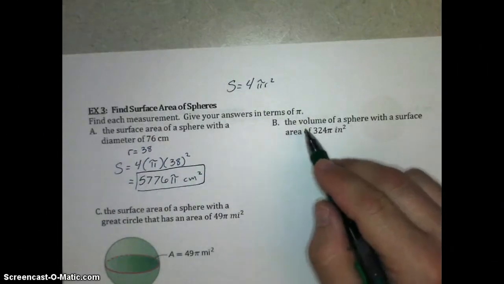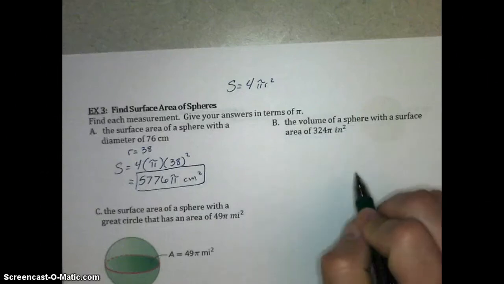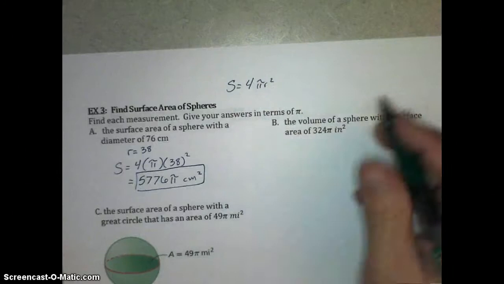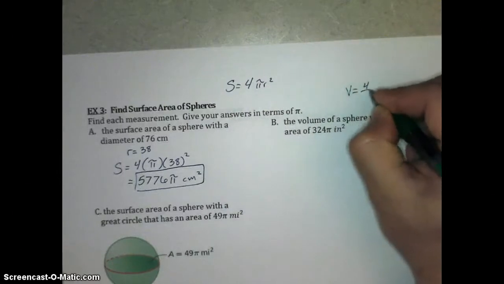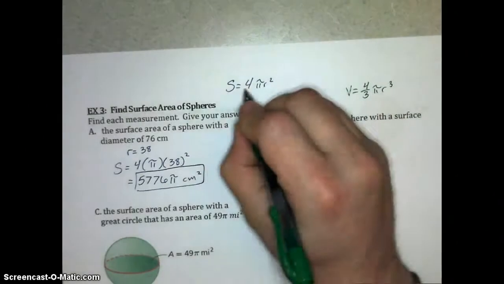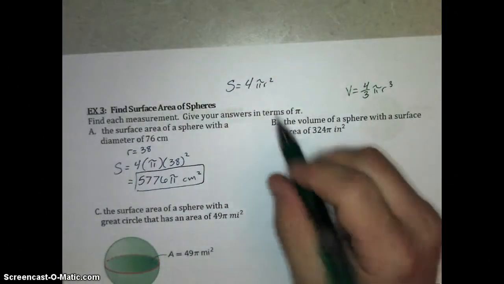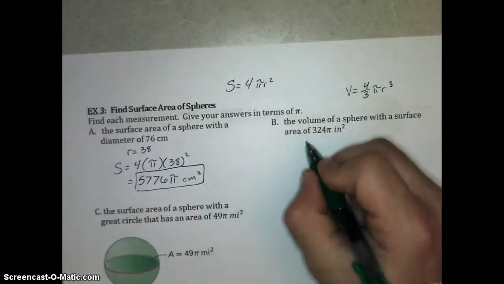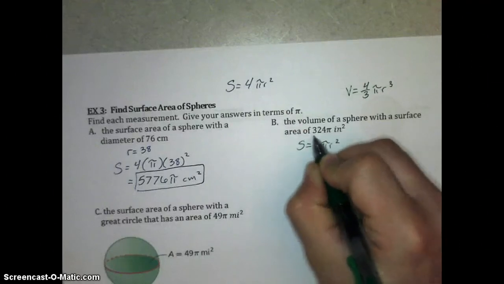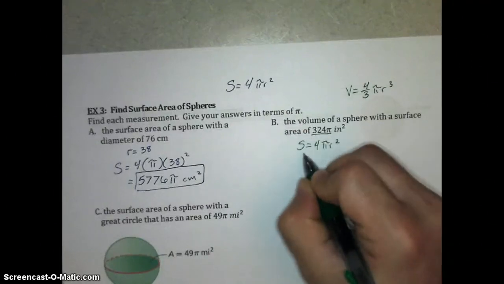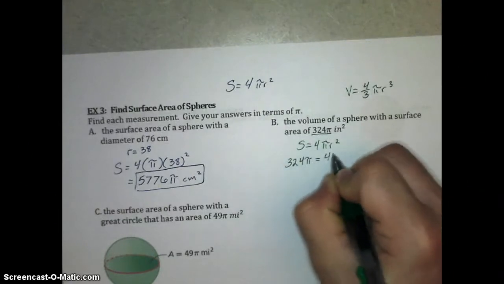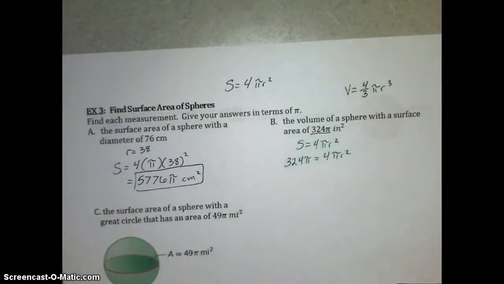We are to find the volume of a sphere with a given surface area. So we're going to use this formula to find the radius and then plug it into our volume formula. Remember, volume is 4/3 pi r cubed. So we're going to use that formula after we've used our surface area to find the radius. Once again, surface area is 4 pi r squared. So we're going to plug in our 324 pi for s. Set that equal to 4 pi r squared and solve this equation for r.